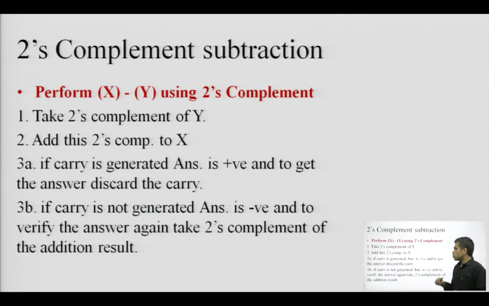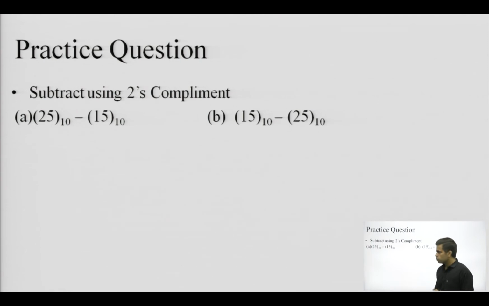So, now coming to the 2's complement, all the rules are the same. The only difference is if carry is generated, the answer will be positive, and to get the answer we do not need to do anything with the carry, we have to just simply discard it. In 1's complement we added this carry back to the addition result, but in this case we will be discarding it. That is the only difference between the 1's complement method and the 2's complement method. So, we can perform the question using the 2's complement method.